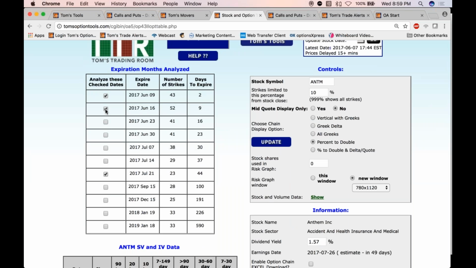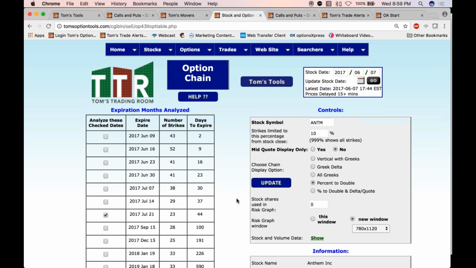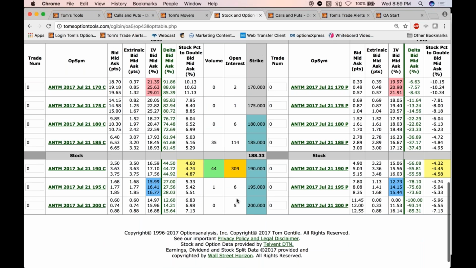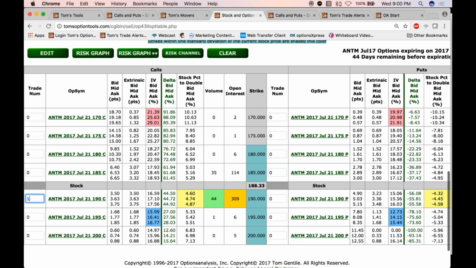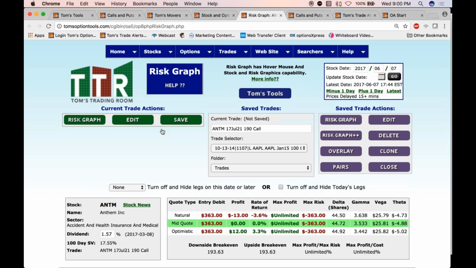I'm going to check mark that. That's when I'm unchecking, I'm making these strikes disappear. I'm going to make this strike illuminate. When I click on update, the strikes will appear below. There they are. And I'm going to look at Anthem real quick. I'm going to say to myself, all right, I like this. Let me look at, for instance, a call option. So I'm going to click 1 for one call option. Click on risk graph.